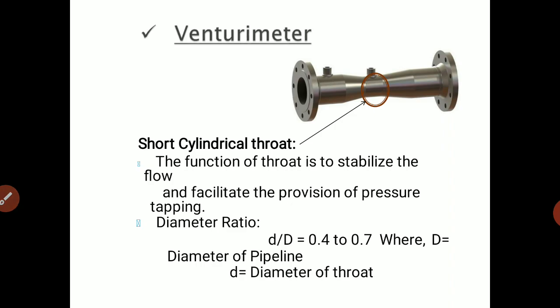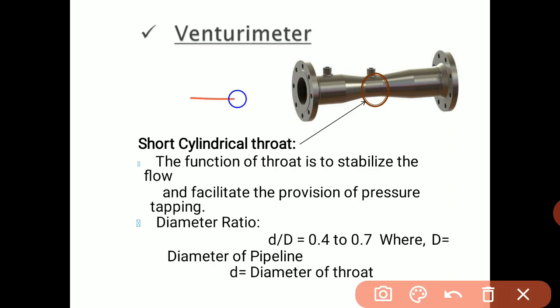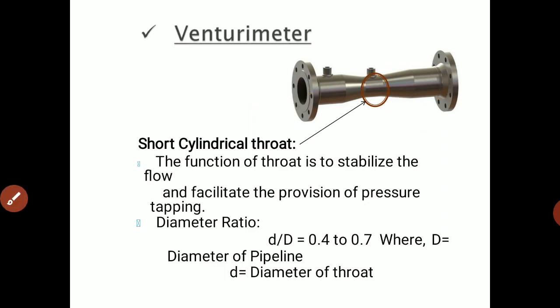Each particular part has its own specification. The function of the short cylindrical throat is to stabilize the flow. Whatever flow is coming from here will get converged. By reducing the area at the converging cone, the flow will get stabilized and then it will move further.